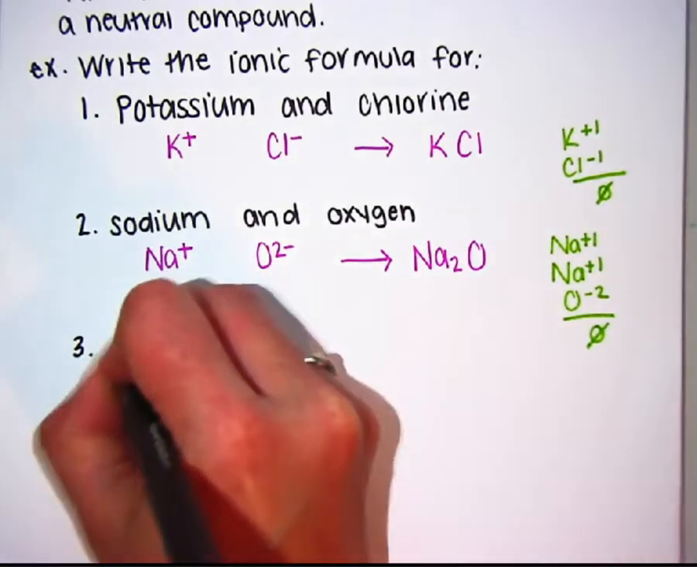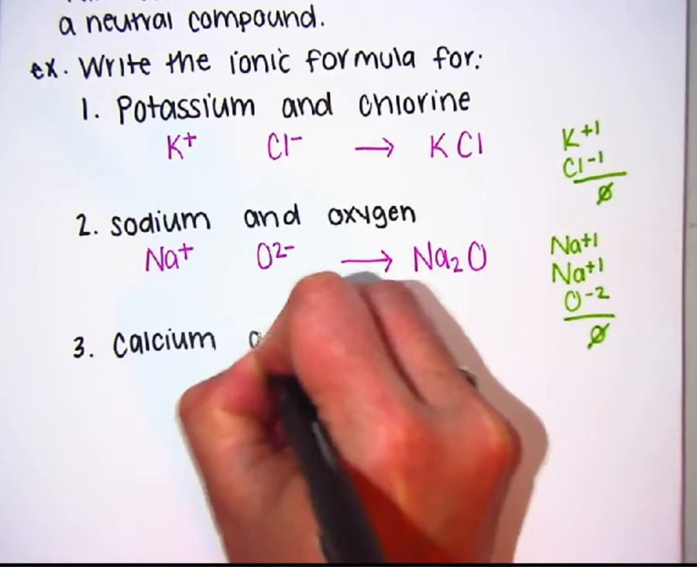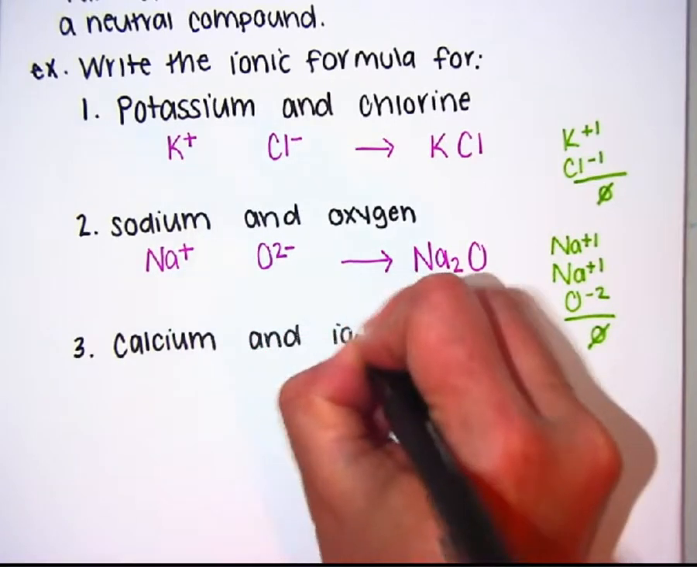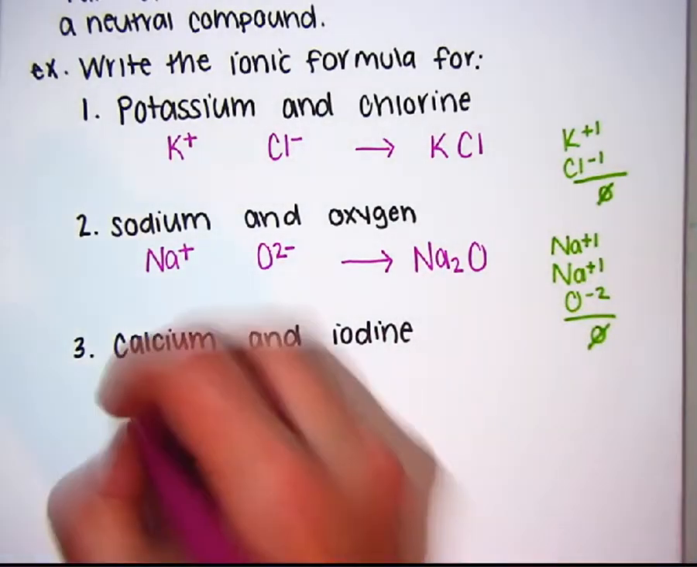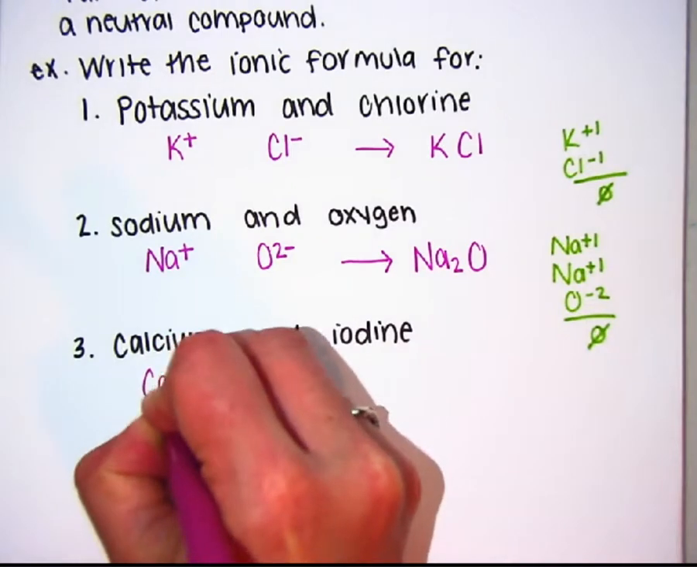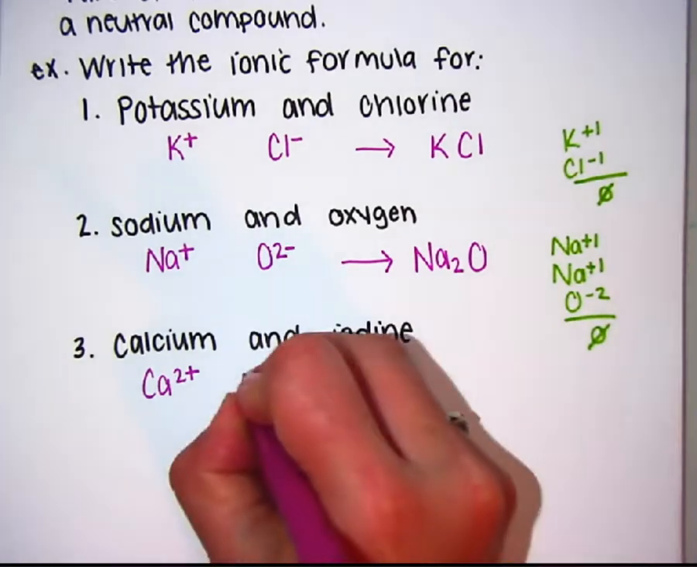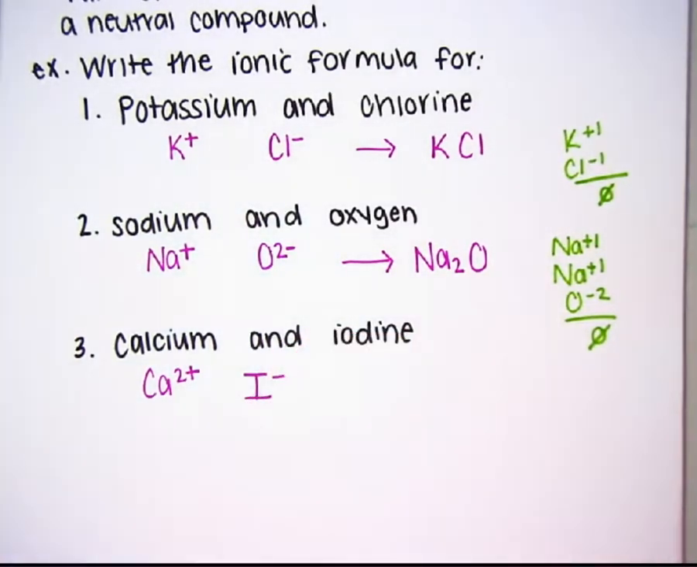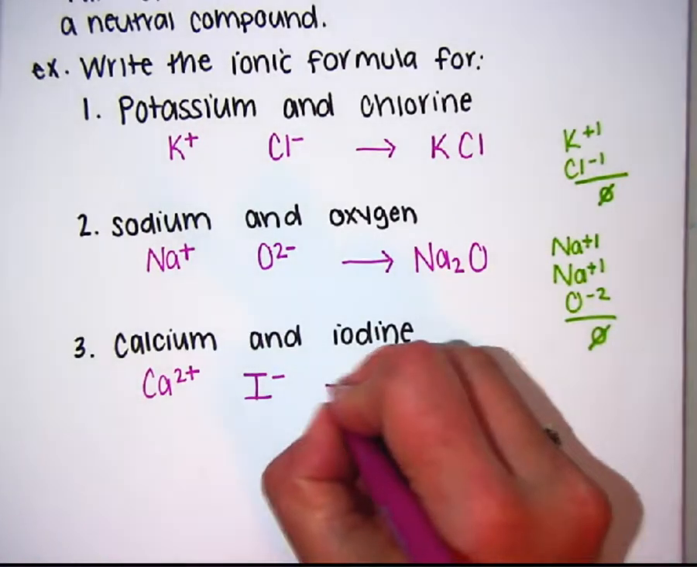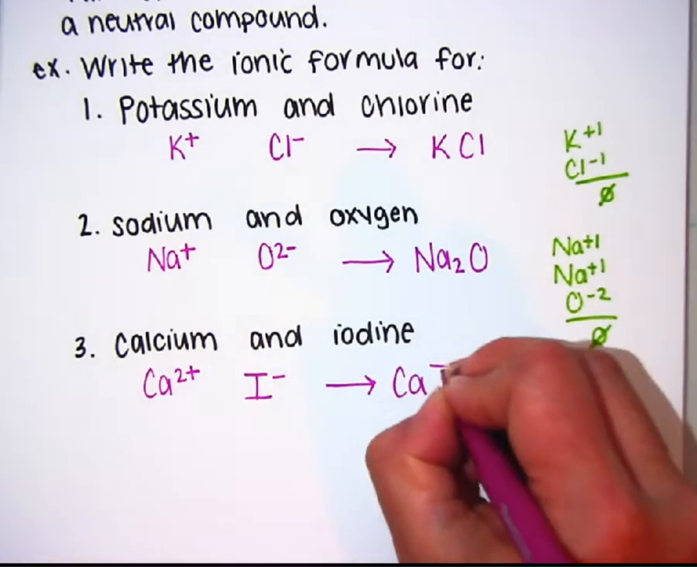Number 3. Calcium and iodine. So we want to figure out our charges. Calcium is in group 2. It has 2 valence electrons. It would lose those 2 electrons and have a charge of +2. Iodine is in group 7. It has 7 valence electrons. It wants 8, so it gains 1. Cation comes first. Anion comes second.